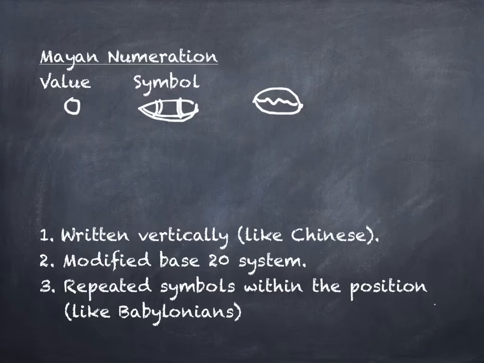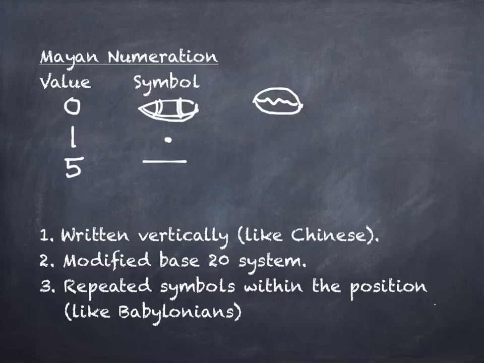Symbol number 2 is a dot. That's the symbol. I'm sorry. I wrote the symbol in the wrong spot. The symbol is the dot. The value is 1. We'll get them in the right spots. The next one is for the value 5. And it's a line, a horizontal line. That's it. That's all. Well, there isn't a 10, but that's not a problem.